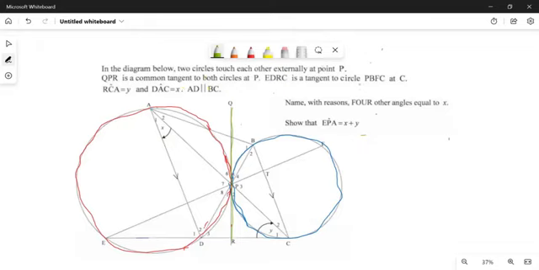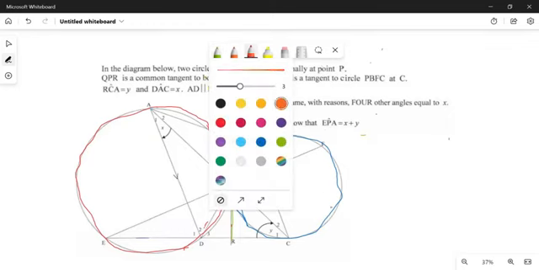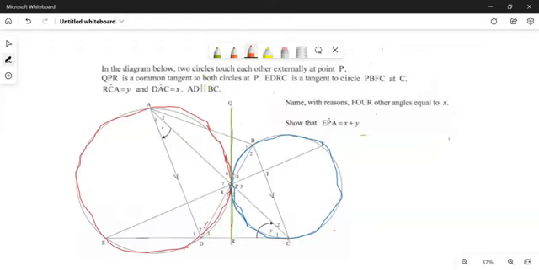EDRC is a tangent to this smaller circle. So if you look at this one here, the blue circle, you can call it the small circle. So if you go here, we have another tangent.